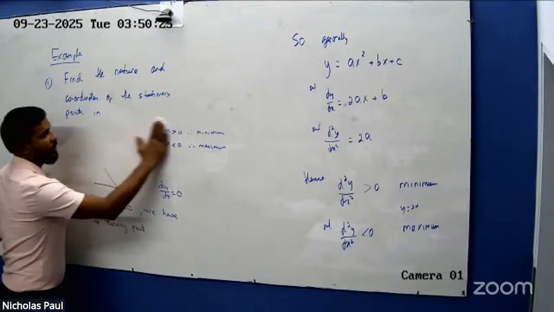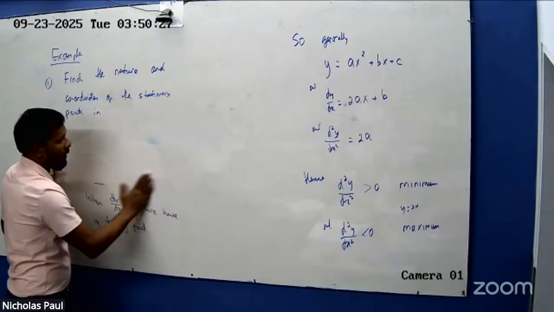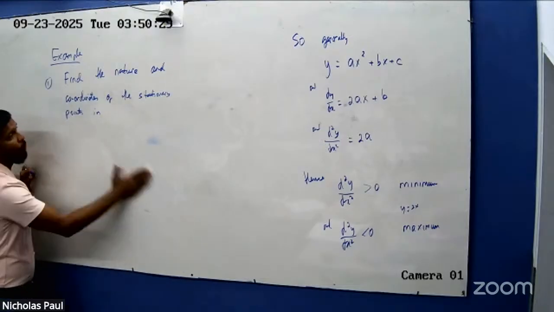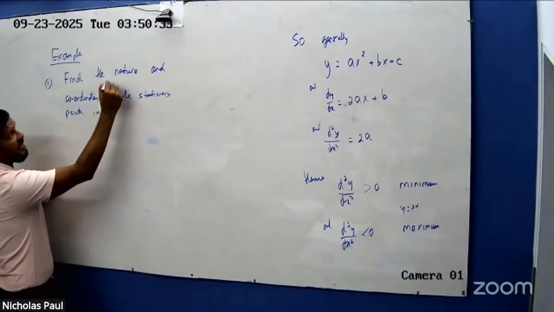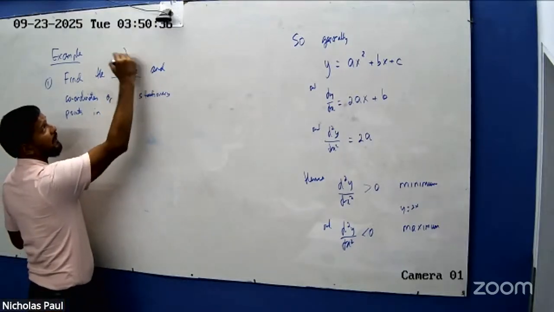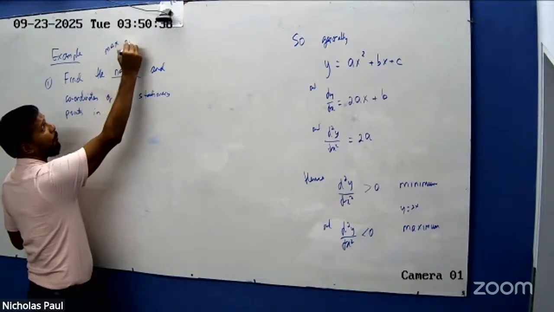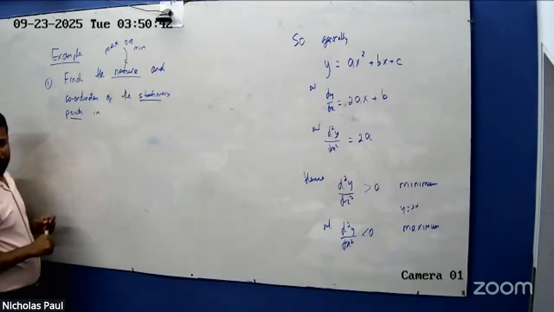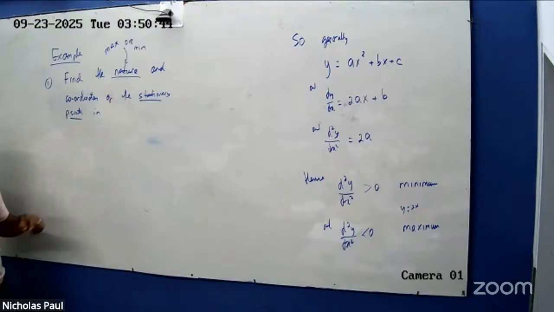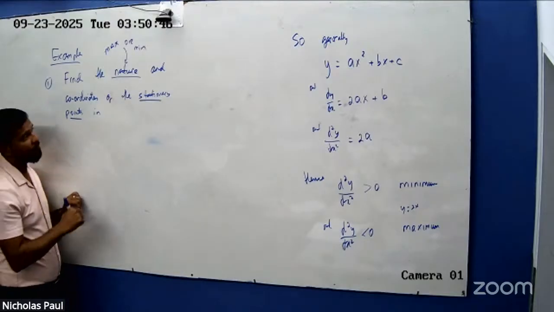So I want to show you something here, right? Some questions, real simple. What they will do is give you a function and ask you to find the nature. Nature simply means, is it a maximum or minimum of some stationary points? Okay? Ready? So I'll do this first one here for you.